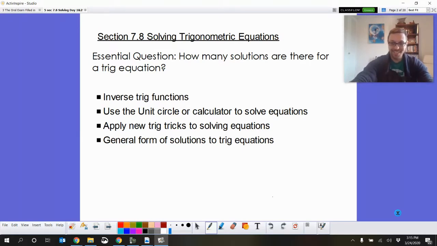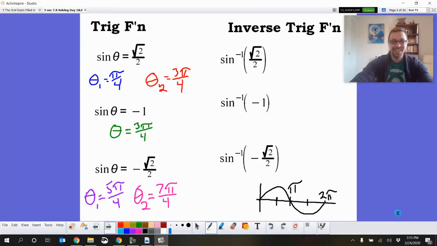There she is. There she is. She wants to learn about trig equations. All right. So she's leaving. She knows not to talk to me.